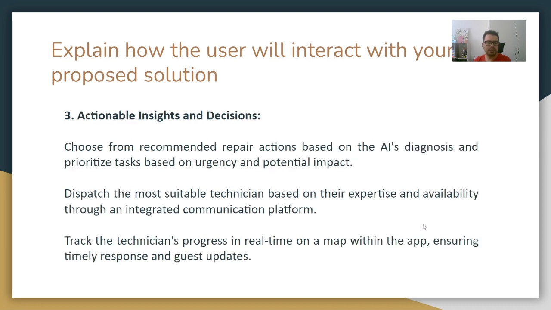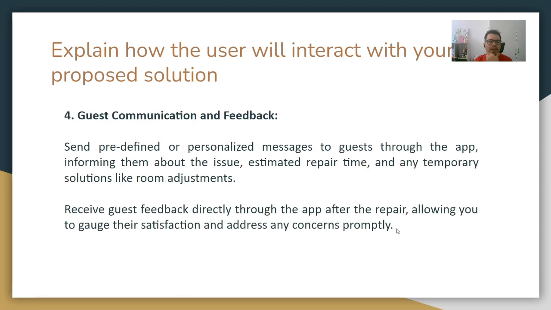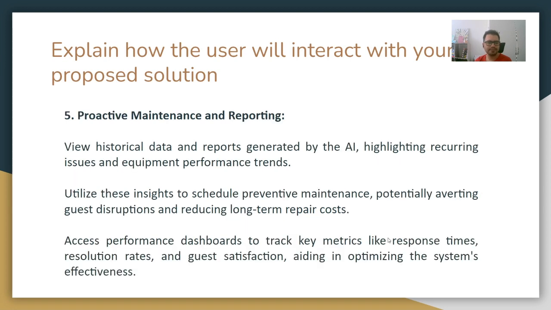Actionable insights and decisions is the third stage. In this case, choose from recommended repair actions based on the AI's diagnosis and prioritize tasks based on urgency and potential impact. And finally, guest communication and feedback: send predefined or personalized messages to guests through the app, informing them about the issue, estimated repair time, and any temporary solution like room adjustments. In the proactive maintenance and reporting, view historical data and reports generated by the AI, highlighting recurring issues and equipment performance trends.